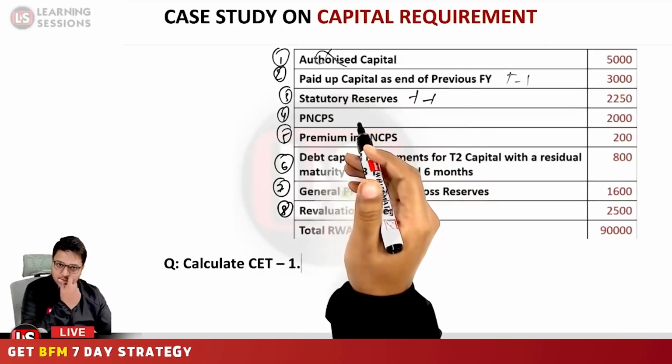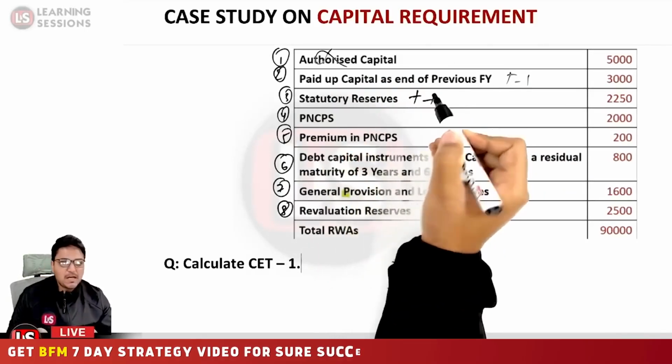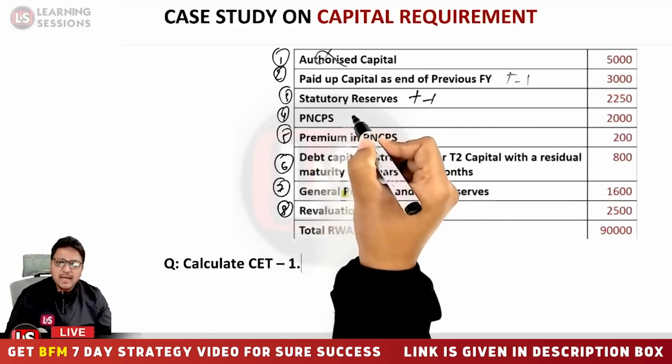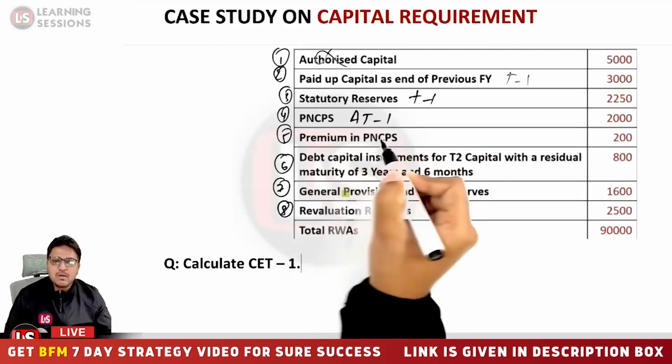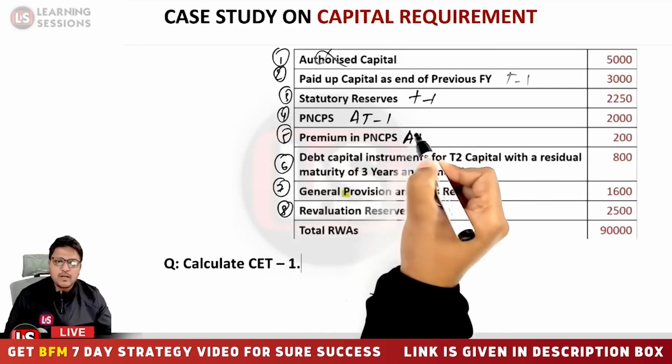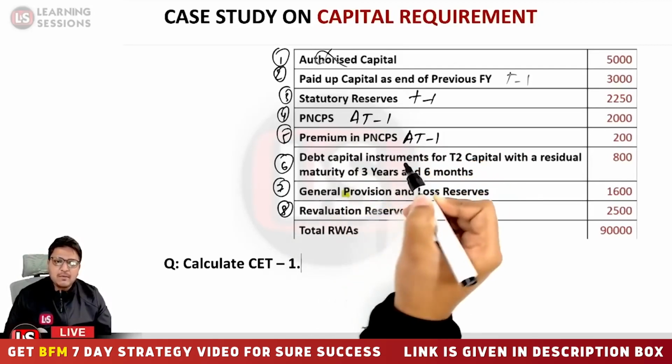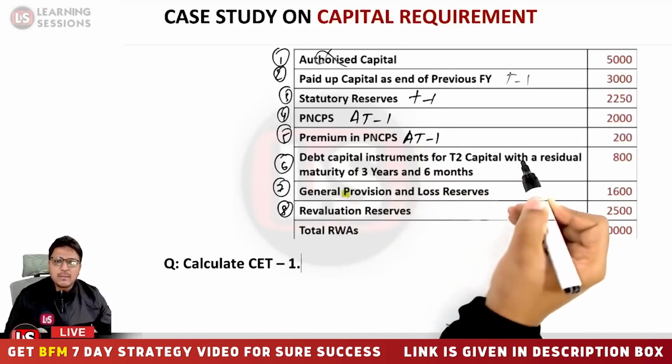PNCPS is part of what capital? It is part of additional tier 1 capital. If you memorize additional tier 1 capital, the premium on PNCPS is also one component of additional tier 1 capital. Debt capital instruments are for tier 2 capital.